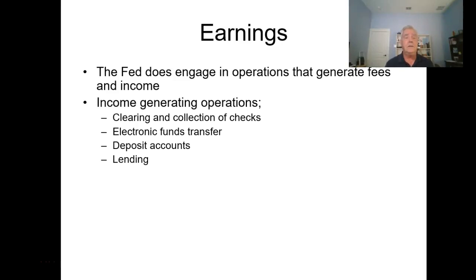Okay, they also have deposit accounts. Member banks deposit money in them, in which they earn interest. And they also lend to member banks. We talked about the Great Recession. JP Morgan, for instance, became a bank holding company, and they were in a position, therefore, to borrow money from the Federal Reserve to cover their liquidity problems during the financial crisis.